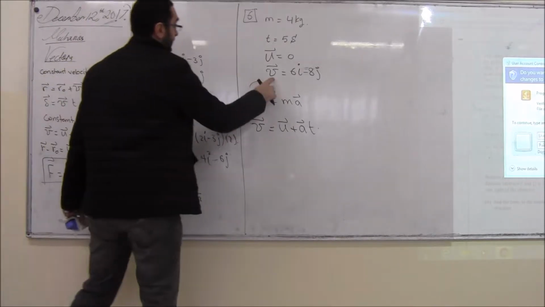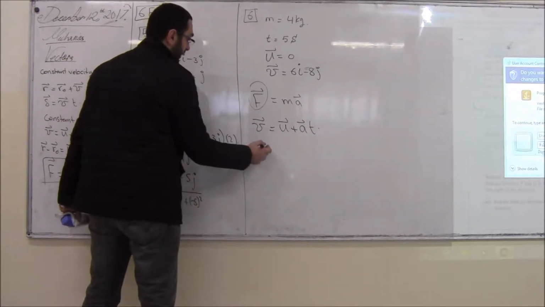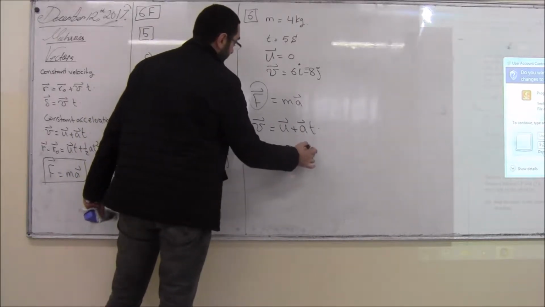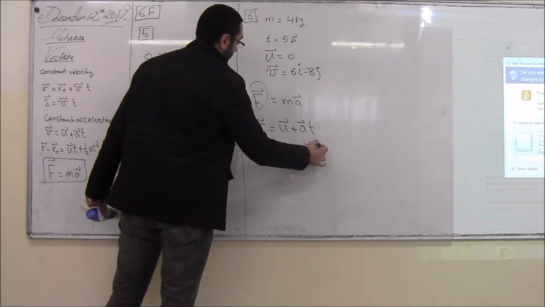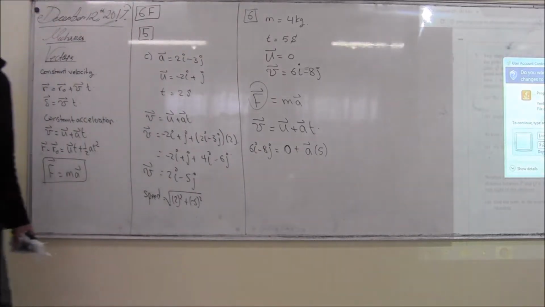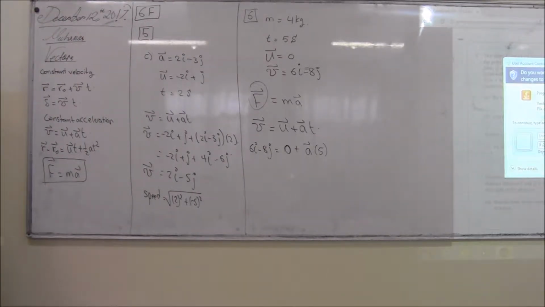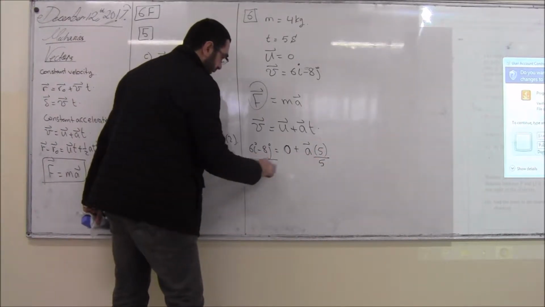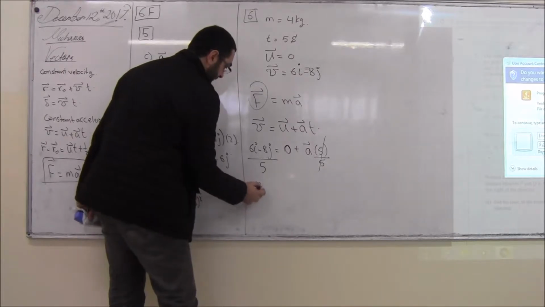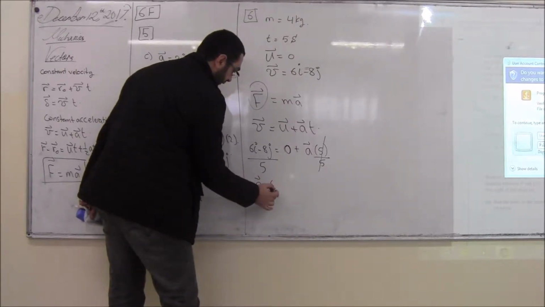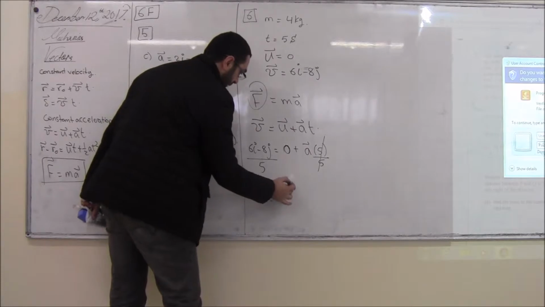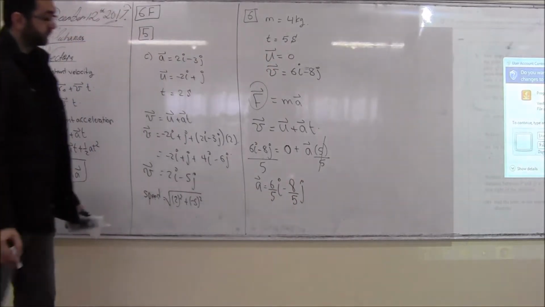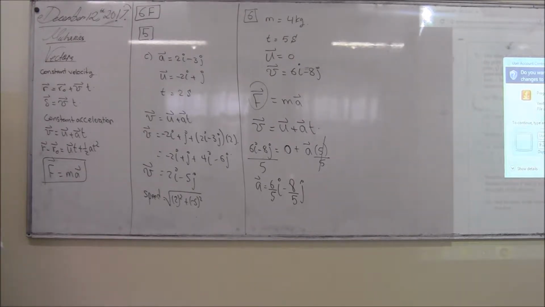The velocity equals 6i minus 8j, which is u0 plus a times 5. Divided by 5, a equals 6 over 5 i minus 8 over 5 j. Clear? Any question?